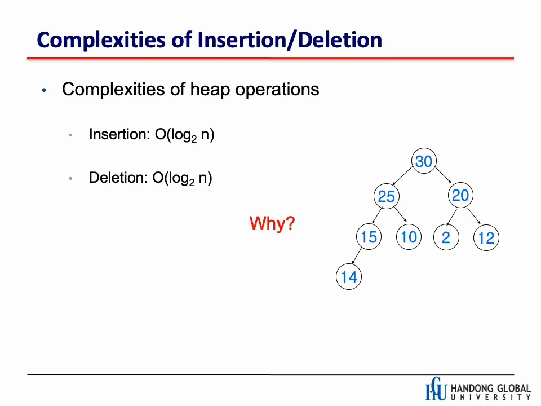So we check the children, and then we go down, and then we check the children, and we go down. Every time we go down, how many times can we go down? Log n. So basically, this complexity is based on the depth of this tree, and the depth of this tree is log n.